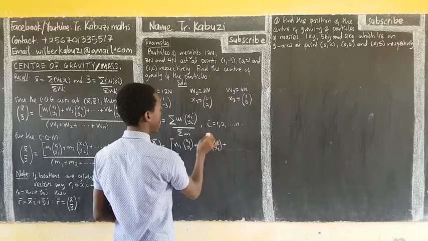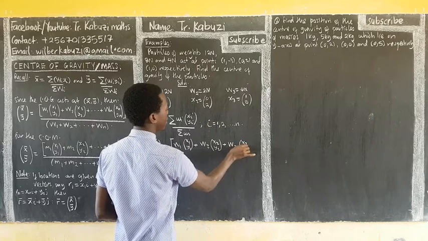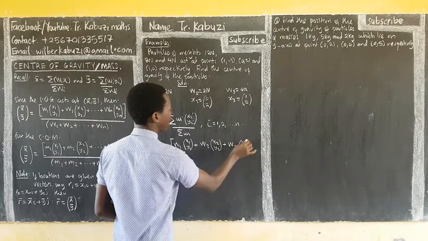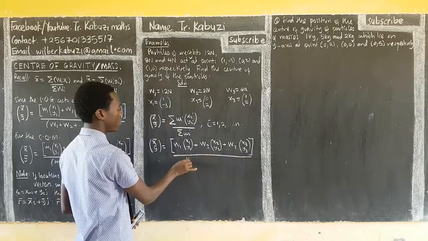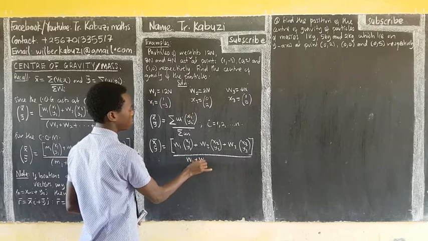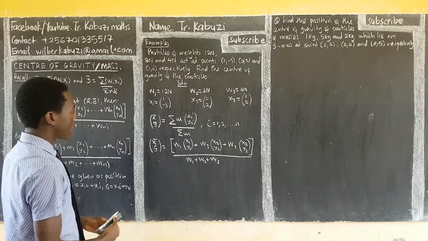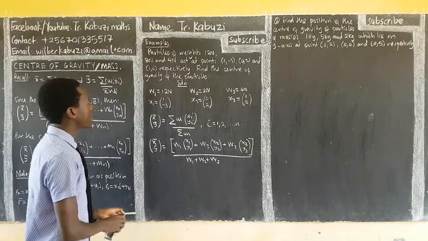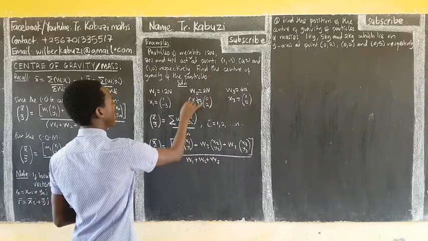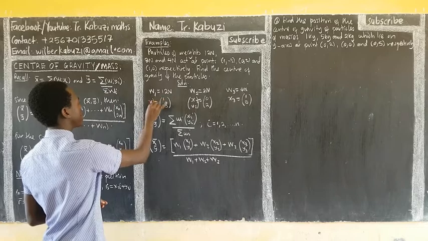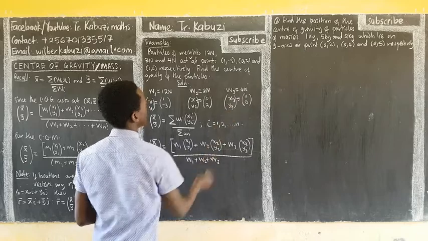the last one, since we have 3 weights, w3 times x3, y3. Then the whole thing over our weights, w1, w2, w3. So this is x1, y1, this is x2, y2, and this is x3, y3. Those are the coordinates we have.